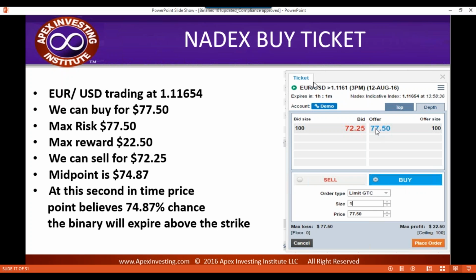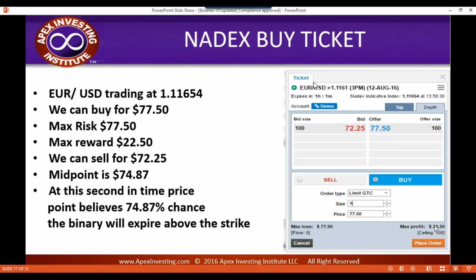I can buy it for what? $77.50 right now, okay? So if I click $77.50 buy, and I do one contract, it's going to show me the price right here, $77.50. See? The right side, the offer side, is what I can buy it for. The left side, the bid side, is what I can sell for. So I selected to buy it. I'm going to do one contract. And before I ever hit place order, it shows me right here, max loss, $77.50, which is the amount I bought it for. Max profit, $22.50.